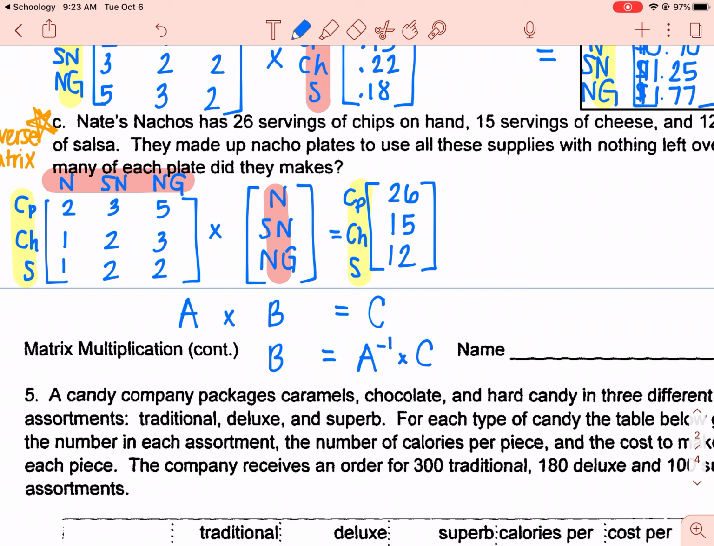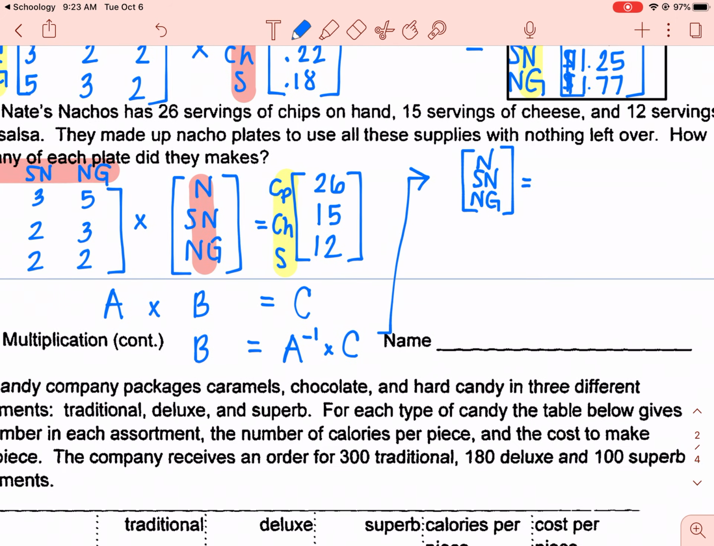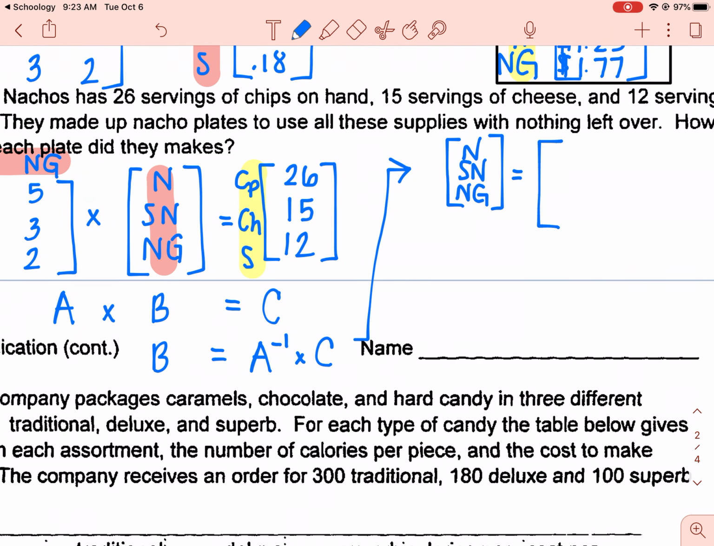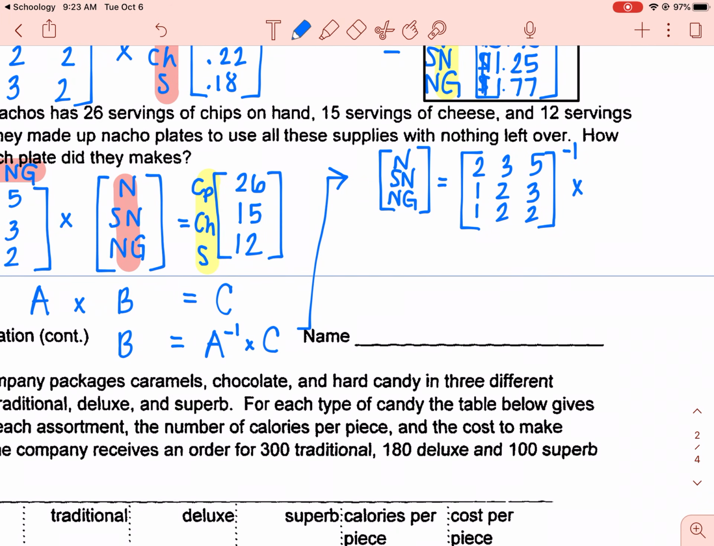So let me show you what that's going to look like. I'm going to do a little arrow, maybe that will help. My matrix B is my Nacho, Super Nacho, Nacho Grande. That's going to equal the inverse of the matrix A. So how I'm going to write that is matrix A, 2, 1, 1, 3, 2, 2, 5, 3, 2, with the -1 power. That shows me inverse, times the C matrix, 26, 15, and 12.